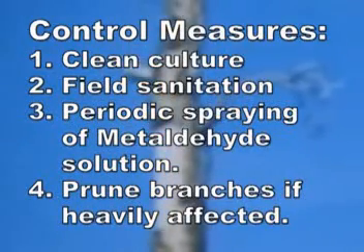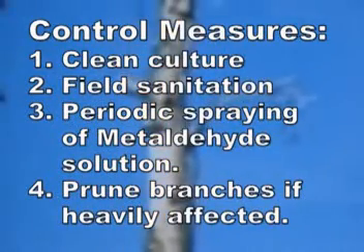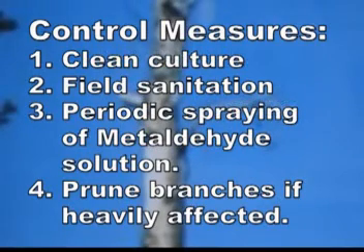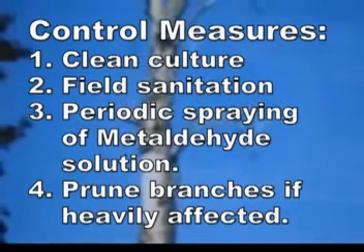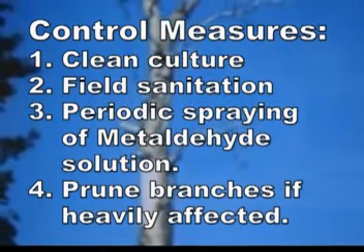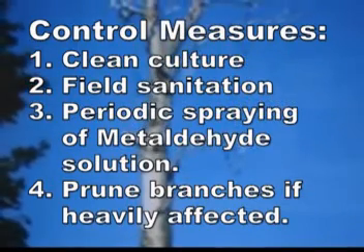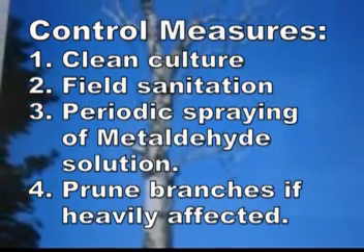Control measures for branch felt disease. Number 1, clean culture. Number 2, field sanitation. Number 3, periodic spraying of metaldehyde solution. And number 4, prune branches if heavily affected.